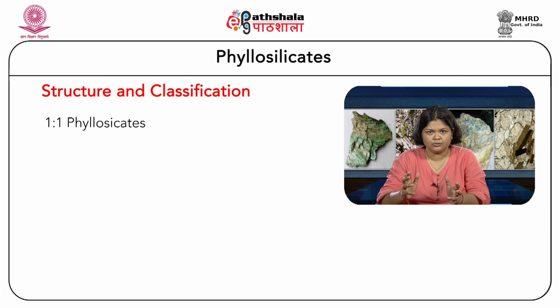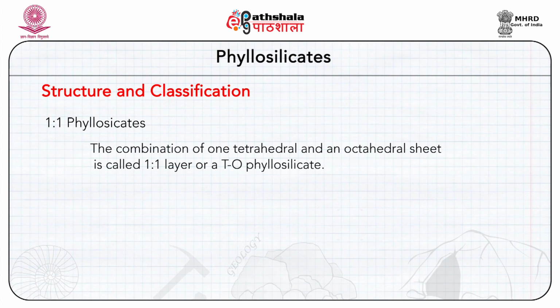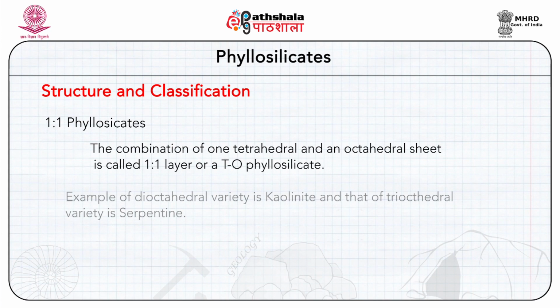1:1 phyllosilicates, we will discuss it in detail now. The combination can be represented as below from a dioctahedral TO layer. We have one layer of T silicates plus one layer of O silicates resulting in a TO layer, and in between we have the hydroxyl group. The equivalent trioctahedral TO layer is Mg3Si2O5(OH)4. Example of dioctahedral variety is Kaolinite, and that of trioctahedral variety is Serpentinite.